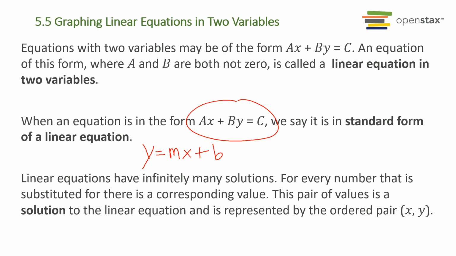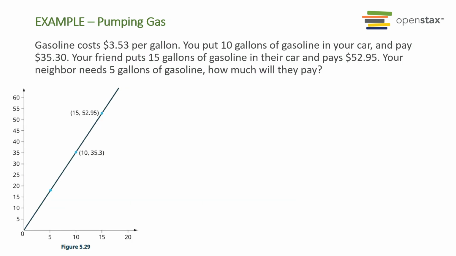Linear equations have infinitely many solutions, and there's always a point that you can graph provided that it has a solution. All right, so you can see here it says gasoline costs $3.53 per gallon.